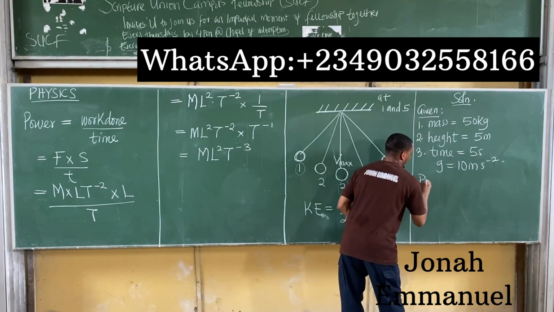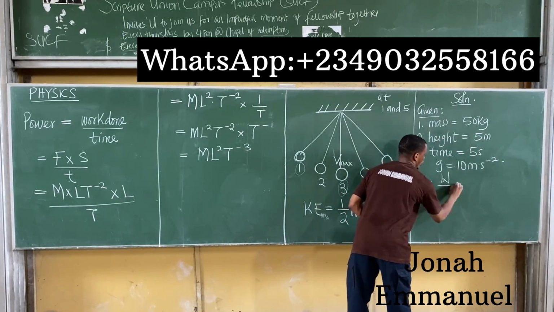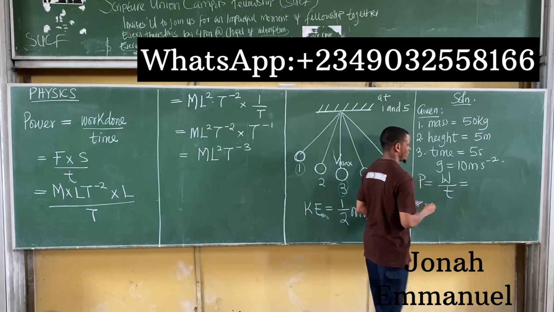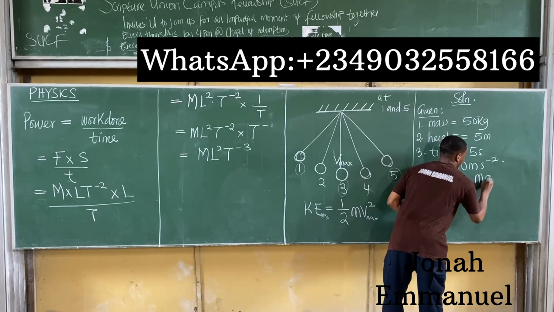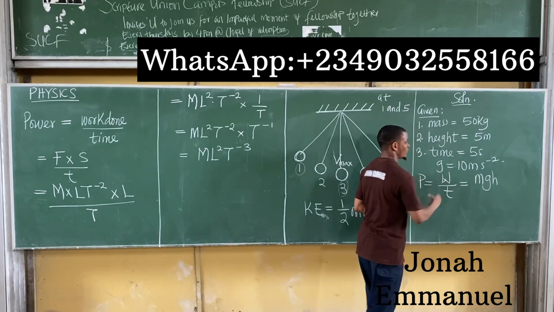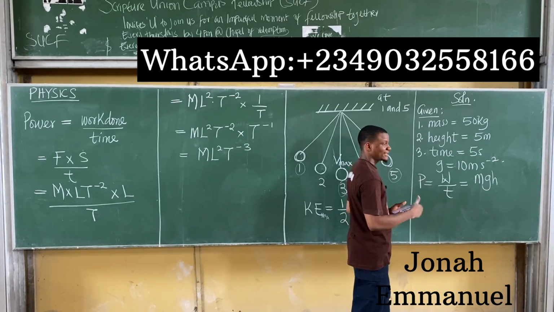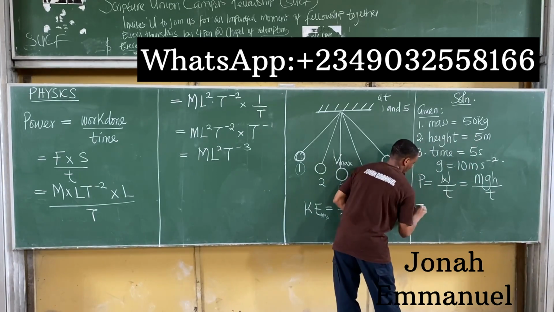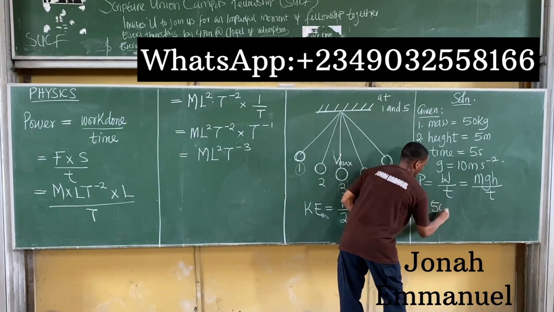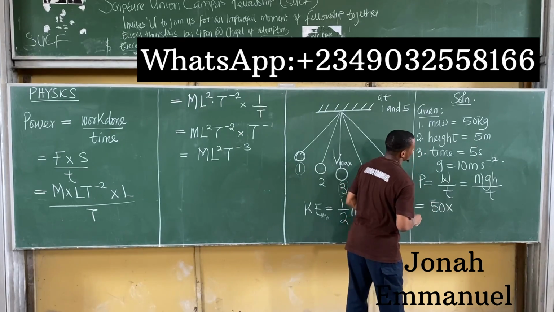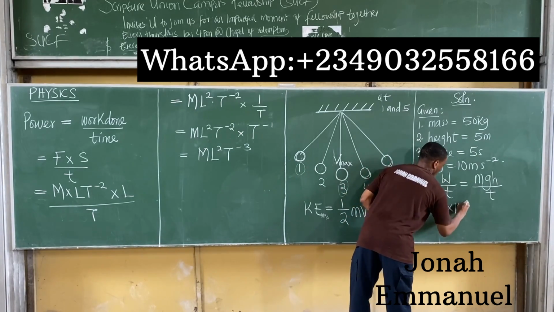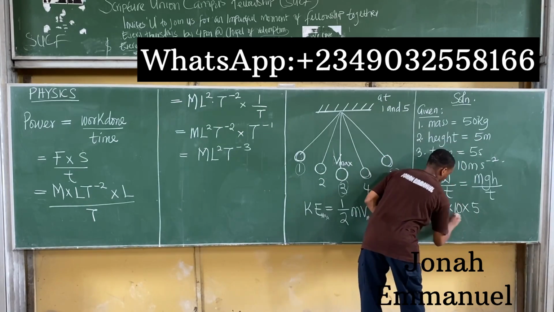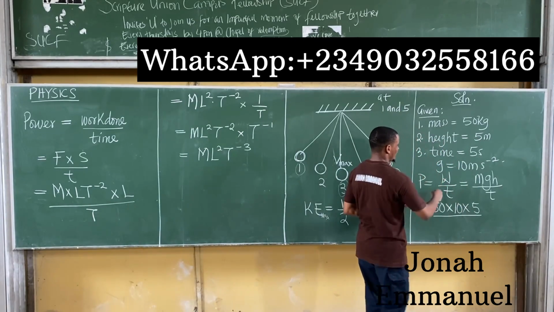So recall that power is equal to work done all over time. And the formula for work done is mass times gravity times height. This is the formula for work done in a force field. Mass times gravity times height all over time. If I put in values, mass is 50 times gravity, they said you should use 10, times height, which is 5, all over time. The time given here is 5 seconds.